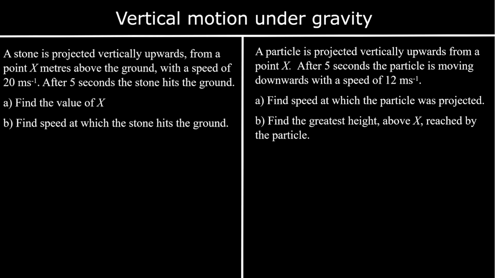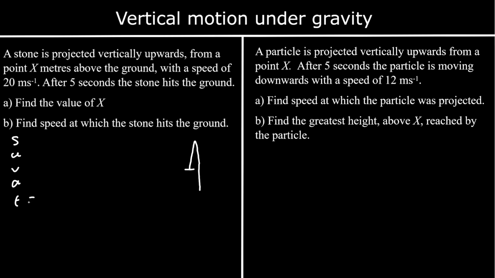And one more question. So this time a stone is projected vertically upwards from a point x meters above the ground with a speed of 20 meters per second. After 5 seconds, it hits the ground. Find the value of x. So it's projected upwards from a point, and then it hits the ground somewhere below that point 5 seconds later.